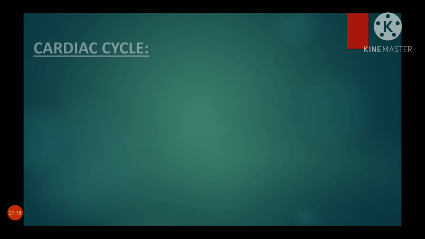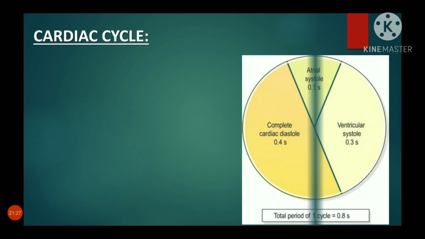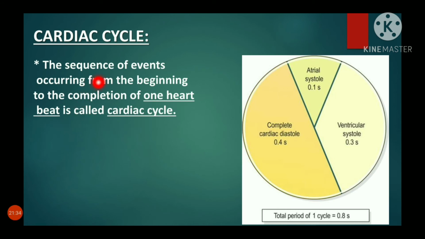Next is cardiac cycle. Cardiac, by the word only you can understand, this is about the heart, the cycle of the heart. This is the diagram which you have to practice. First, the sequence of events occurring from the beginning to the completion of one heartbeat. Just remember, one heartbeat, this one cycle goes. So, completion of one heartbeat is called cardiac cycle.